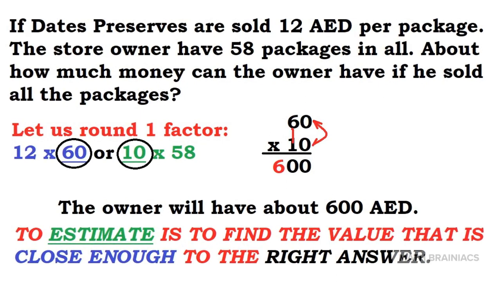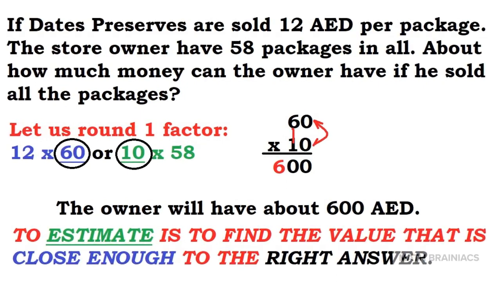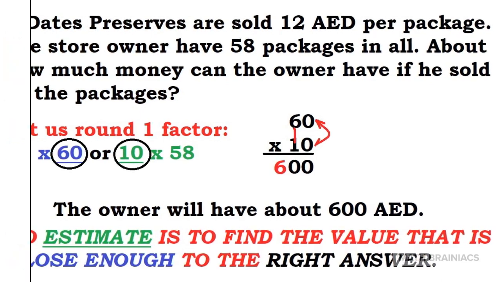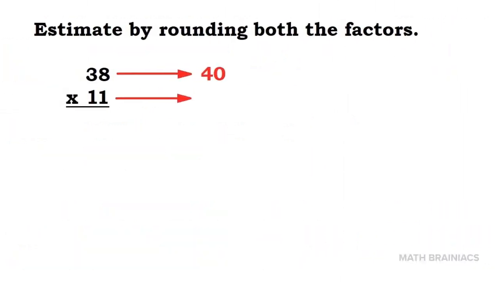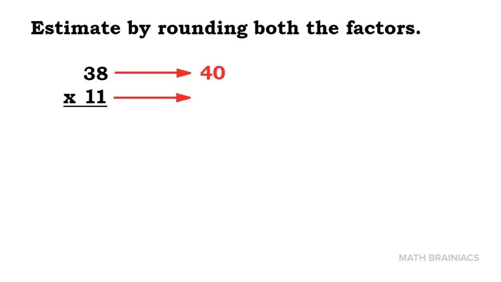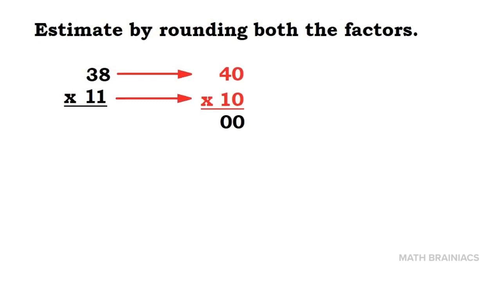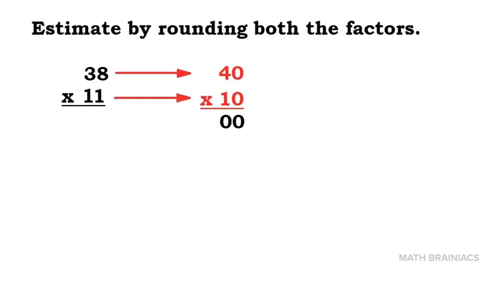I want you guys to remember that to estimate is to find the value that is close enough to the right answer. Let us work on this example so that you can understand it well. Estimate by rounding both the factors. 38 times 11. 38 will be rounded off to 40. 11 will be rounded off to 10. You have now 40 times 10.